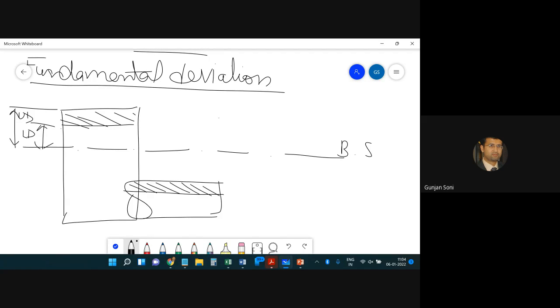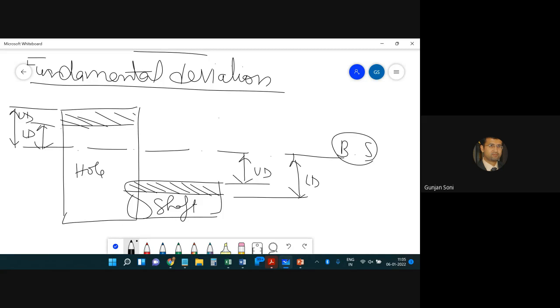Similarly, for shaft, this is your upper deviation, and this is your lower deviation. Okay. Now you can say at times basic size is also called a zero line, and this is your hole, and this is your shaft.